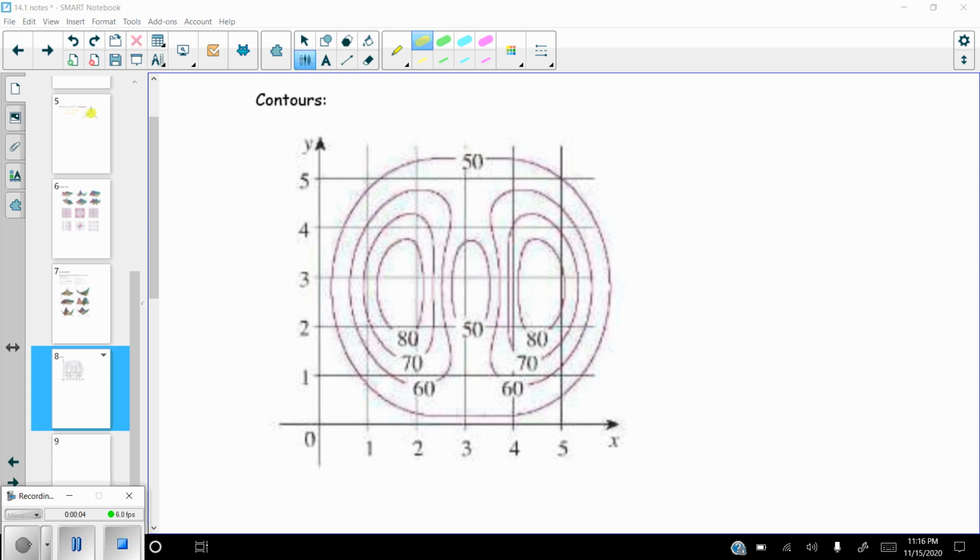Okay, so this is 14.1 video 2. So we're going to continue the ideas of multiple variables in this one. First thing I want to talk about is this thing which is called a contour map.